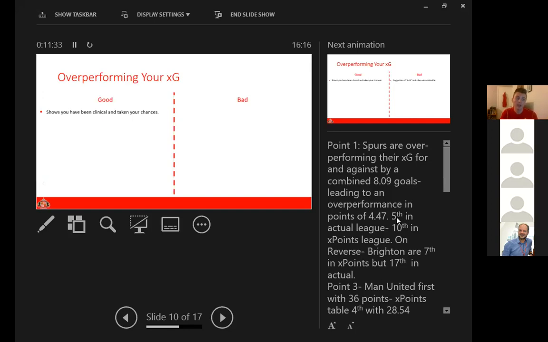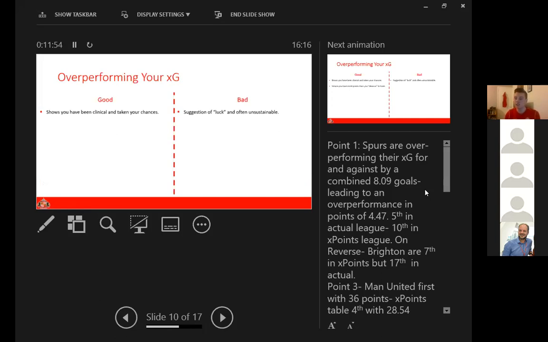So their place in the league is actually, in their expected goals league, 10th. It shows that if you can outperform your XG, you've been quite clinical, so you're more likely to finish higher. But it suggests luck and can often be seen as unsustainable. So if you outperform your XG, it might suggest that you've been lucky.